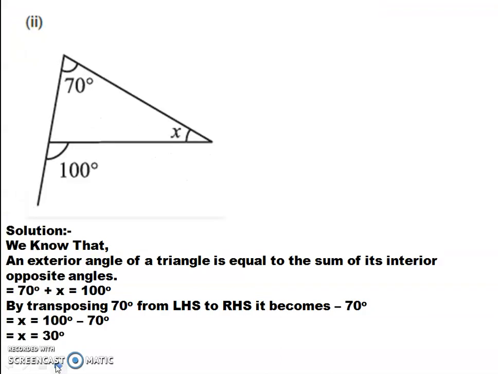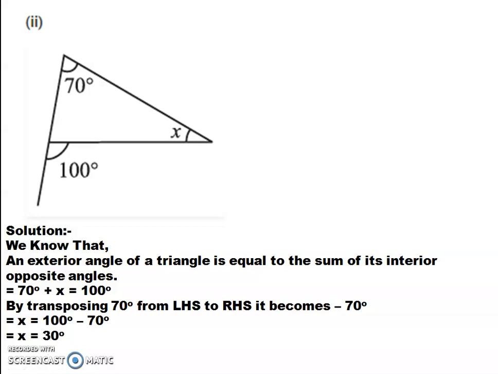One more question. Here also what is given? The exterior angle is given and one of the interior opposite angles is given. So what will you do? You will do subtraction. 100 minus 70, that is equal to 30 degrees. Hope this concept is clear to you.